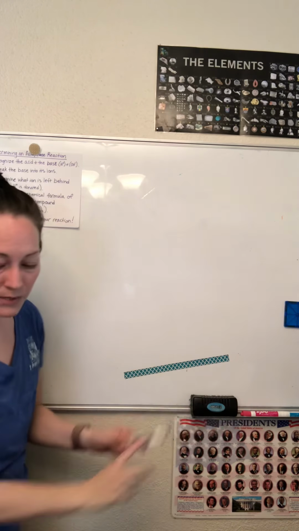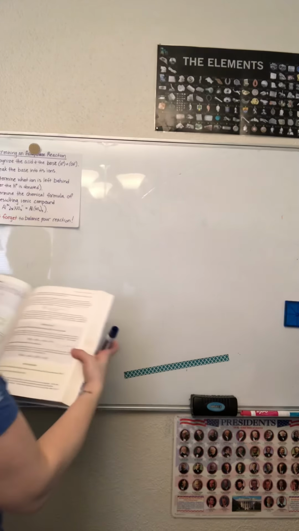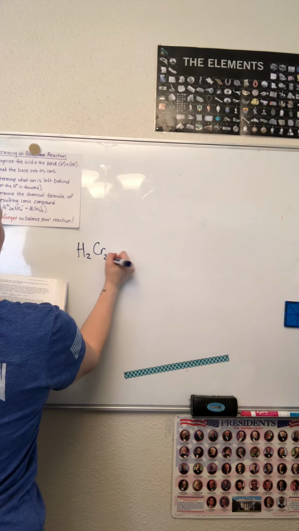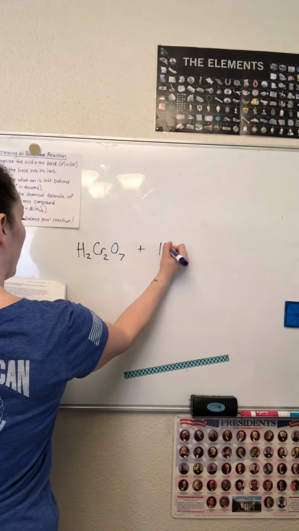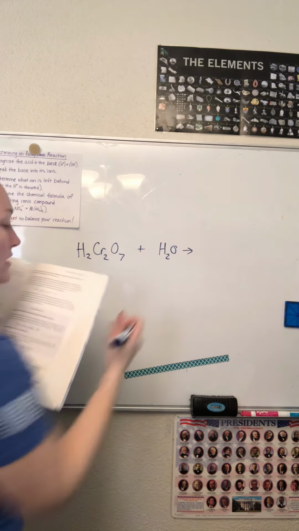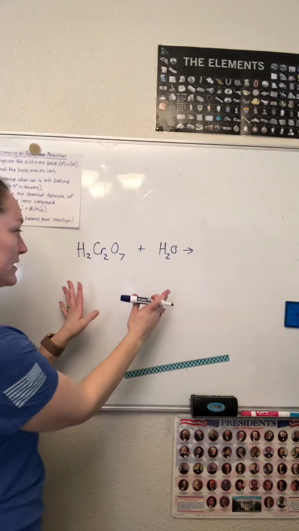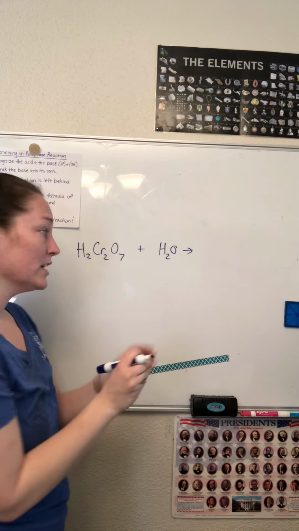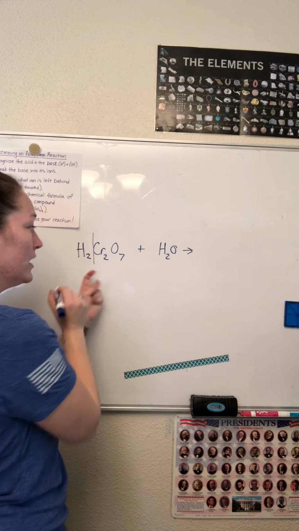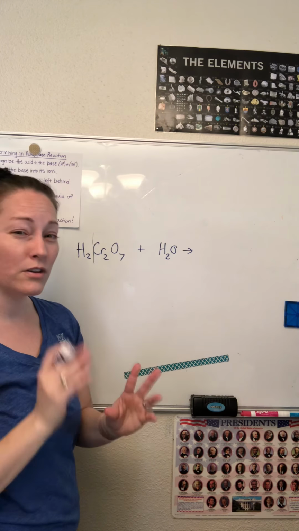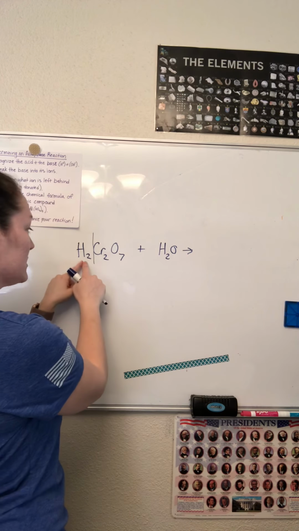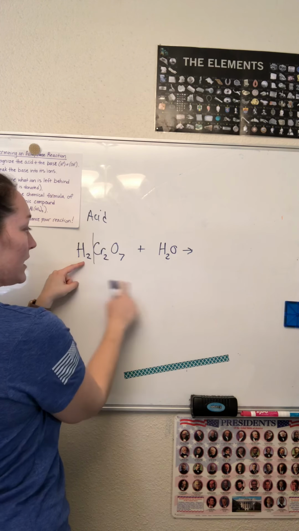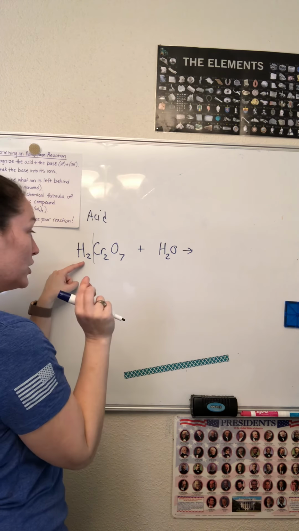Let's look at the next one. It says, what reaction occurs between H2Cr2O7 and water? So they want to know what the reaction is. So I'm going to look at it and say, okay, this is not my typical acid-base reaction. I've got my H2, but over here I don't have my OH. Okay, so I know it's going to be a little bit different. So I'm asking myself, where is this H going to be donated to? This is my acid. It's going to be given to this base, and it's going to be given 2 times.